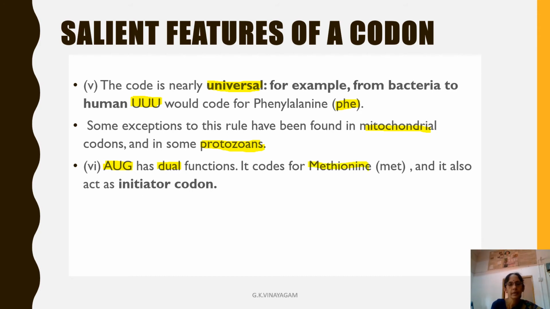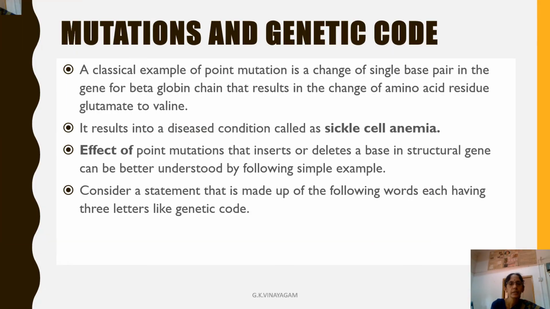One is, it codes for the amino acid methionine, and it is acting as which codon? Initiator codon. So these are the salient features of the genetic code. Now let us go to the previous one.